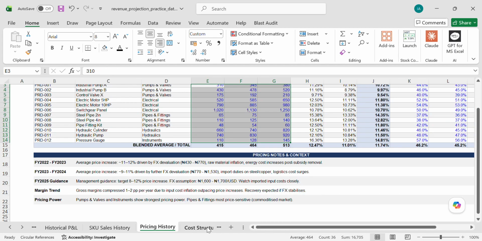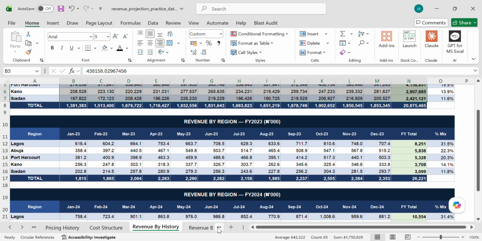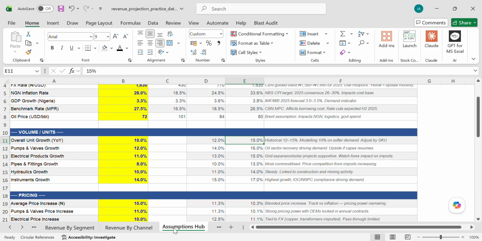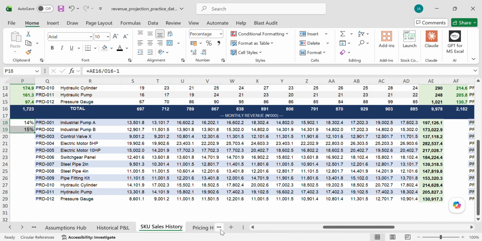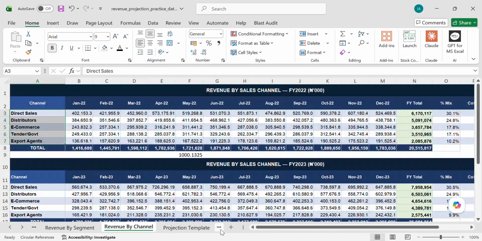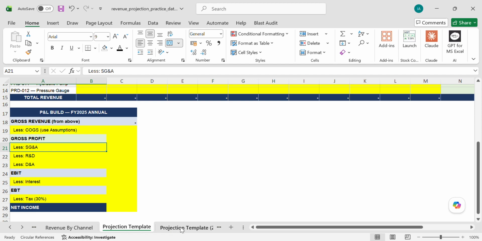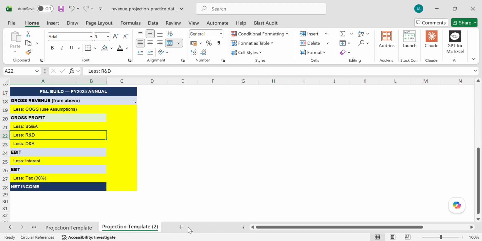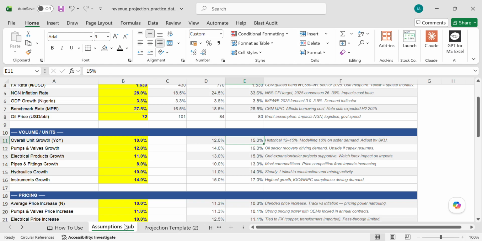We come here to the historical numbers, so you can see how the business has been. Go back to assumption. Let me bring my assumption to the front here so that everything looks right. On my projection, this is my template I'll be using. I'll keep a copy for you. I always like to make a duplicate in case it is wrong.